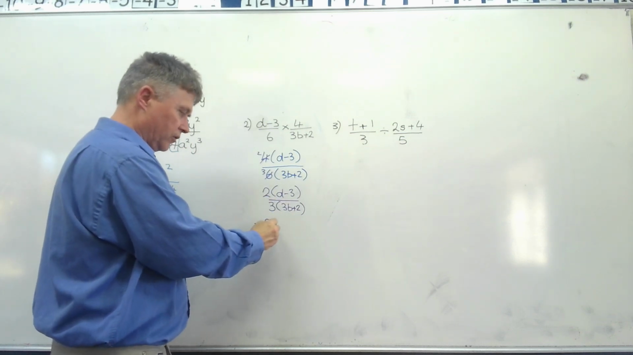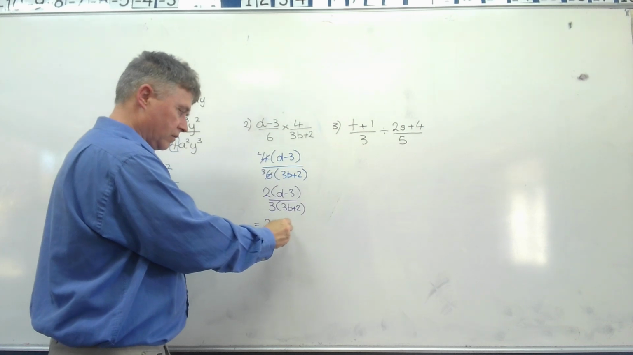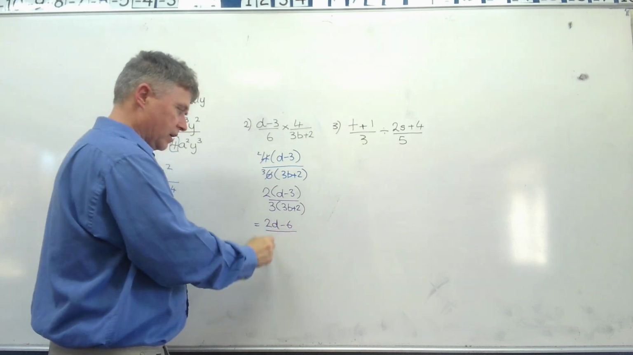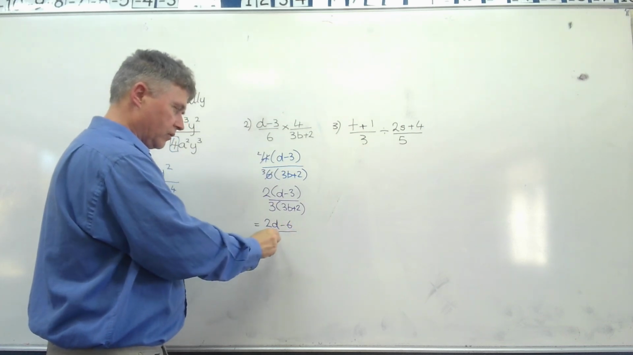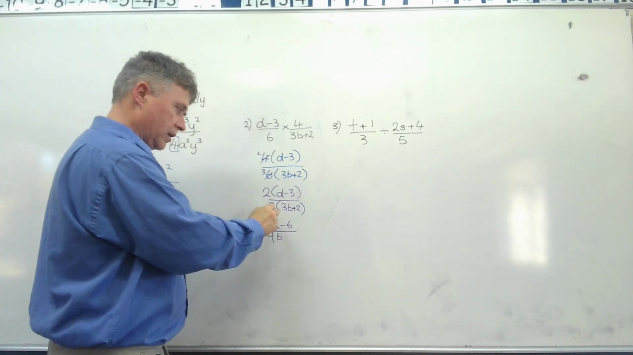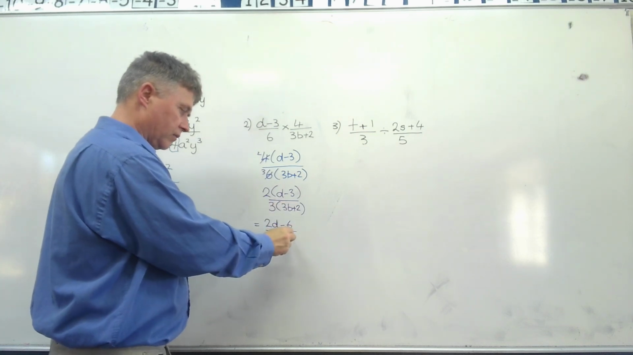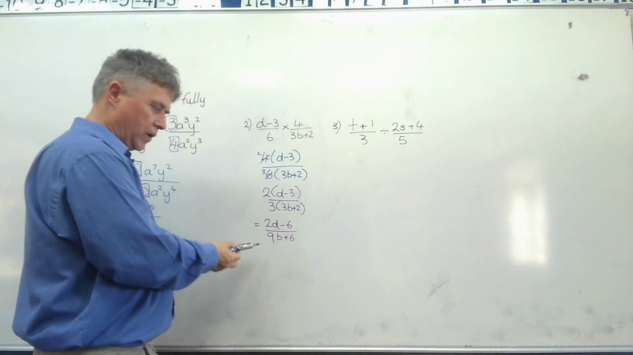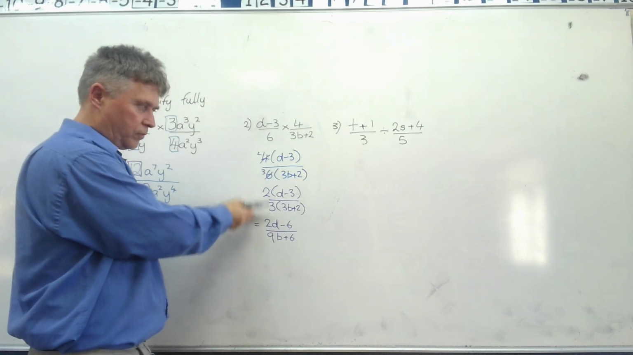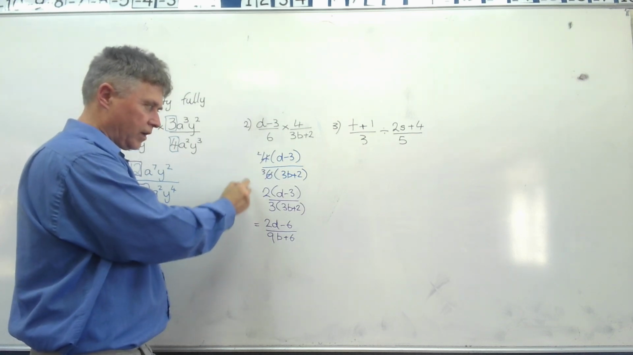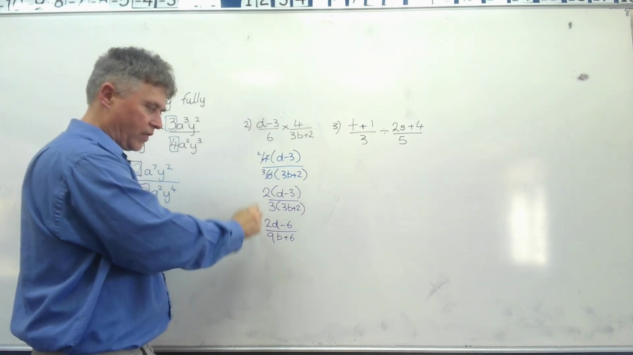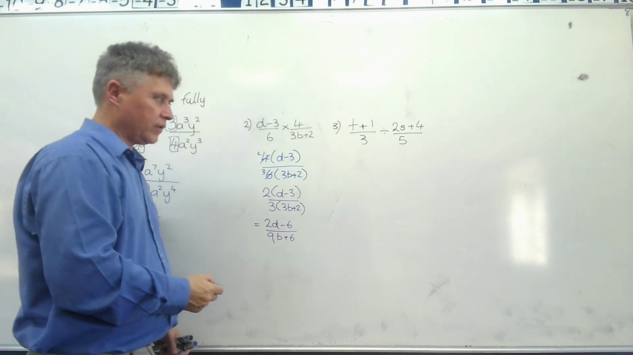So we'll go 2 times d and 2 times 3 and 3 times b and 3 times 2. So it's a 3b and 6. Yeah, so either would be acceptable answers. You'd probably get half a mark for that and full marks for that or that. Okay, so that's that one.